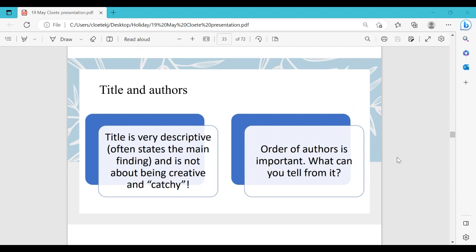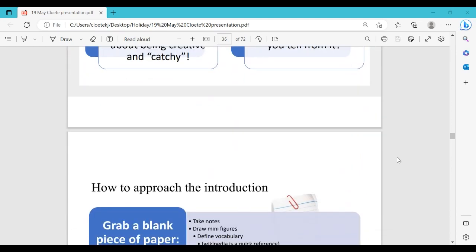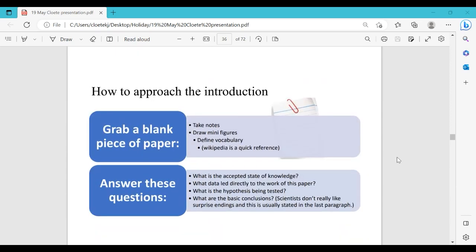Then also the order of the authors is important. Look at this. Very importantly, where are they coming from? What are their affiliations? Are they coming from a group of standing?